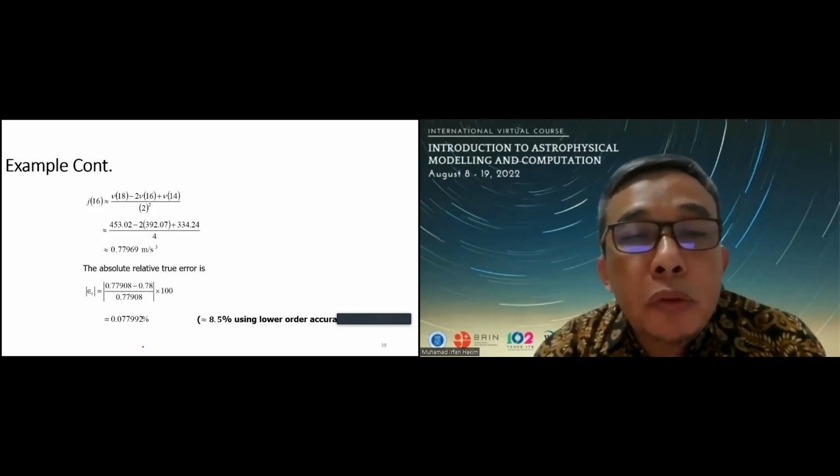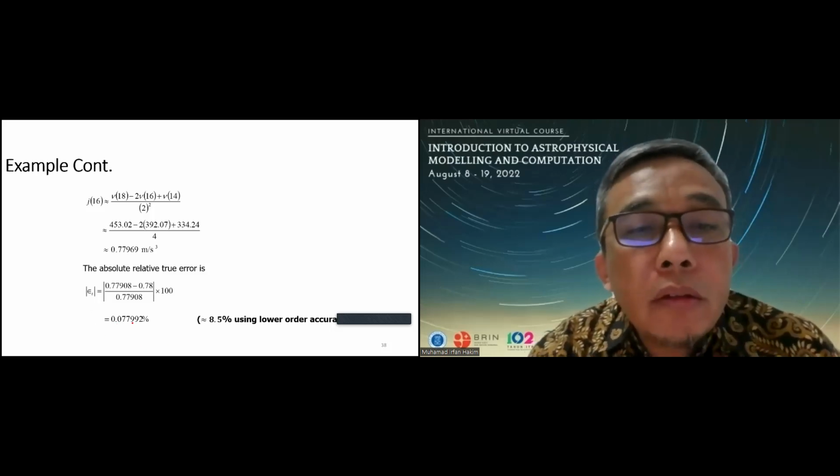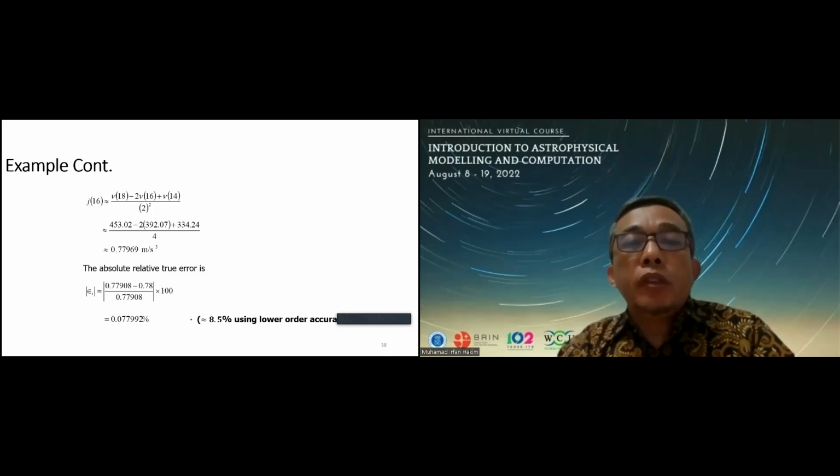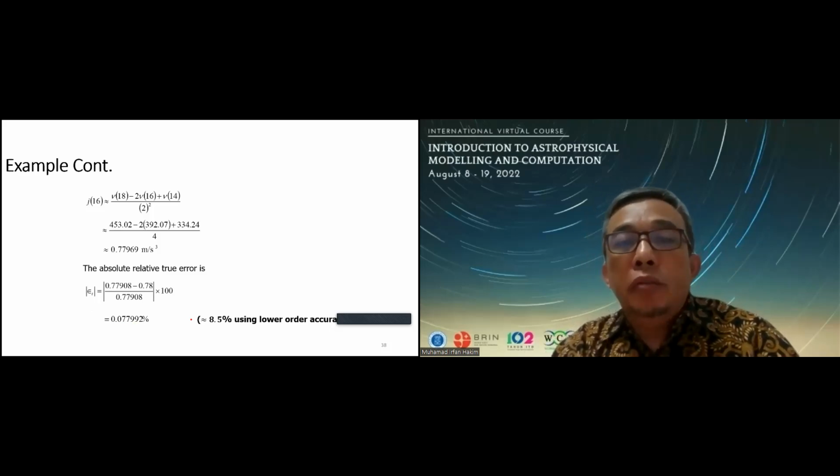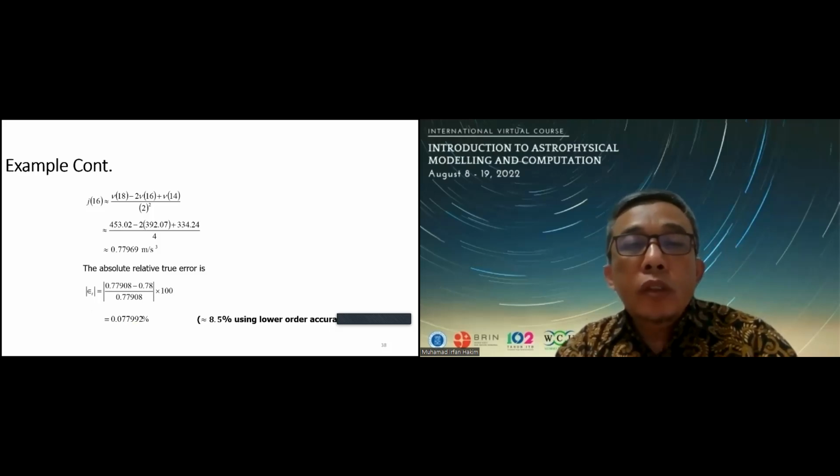And we come to very small absolute relative true error. This epsilon is bigger if we are using lower order accuracy.